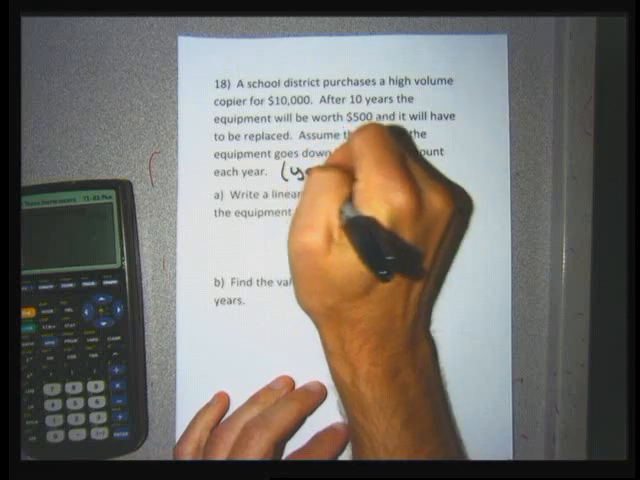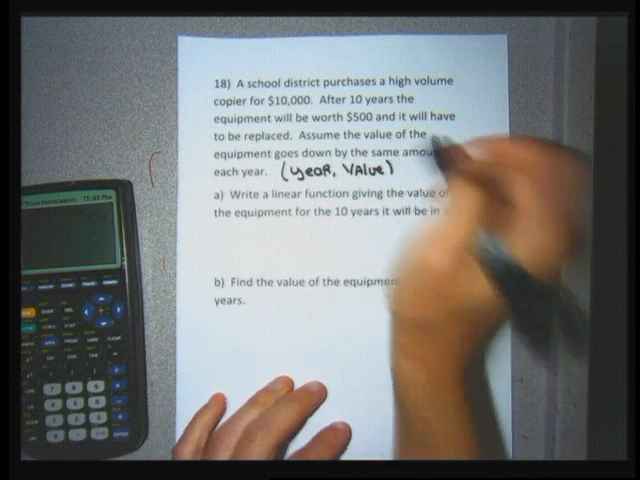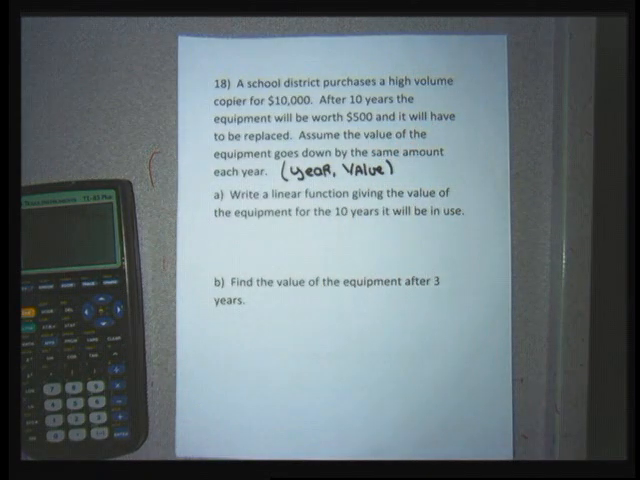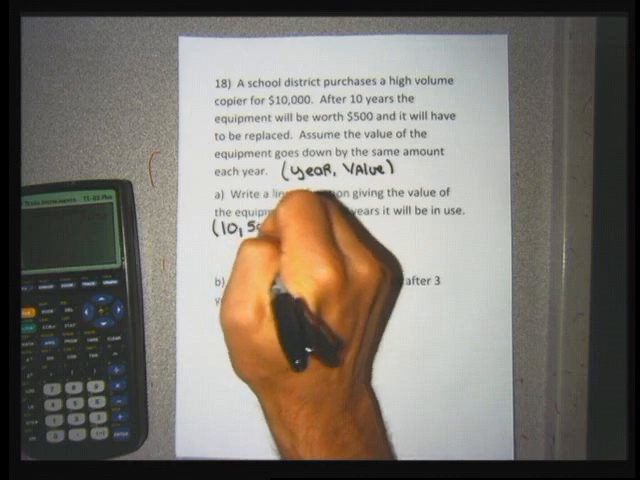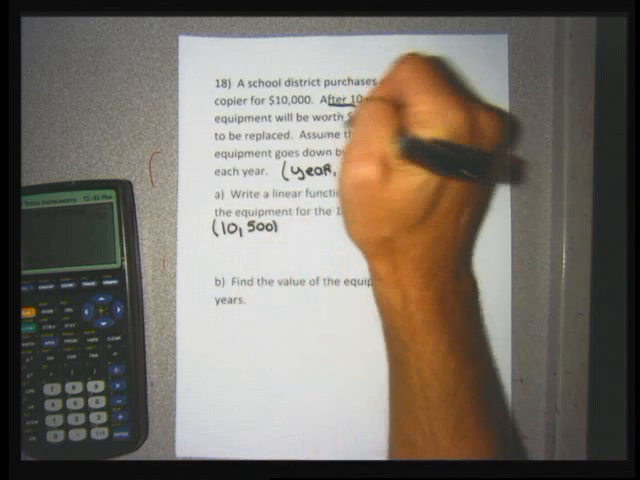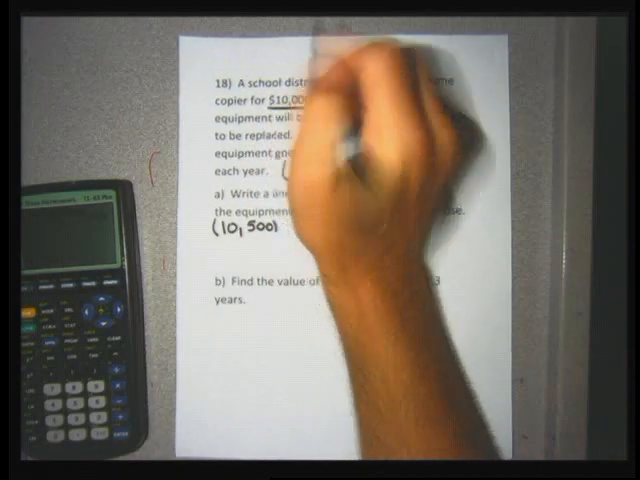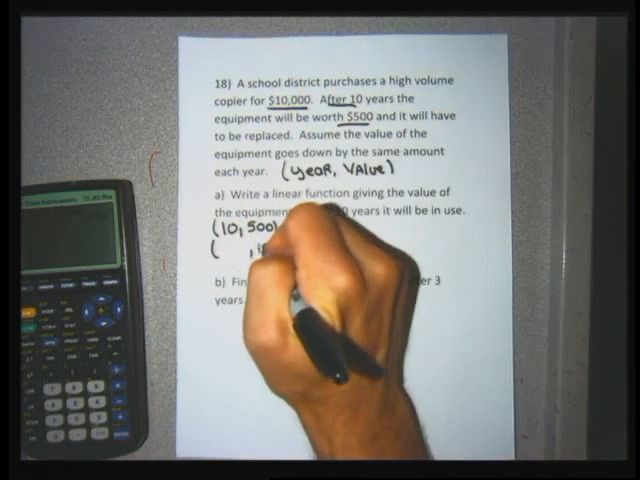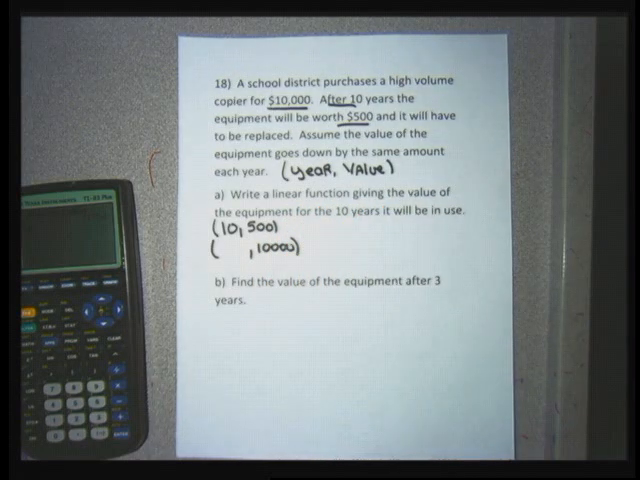I'm going to do a year and a value for my 2 points. And my year isn't going to be like 2010. It's going to be year 1, year 2, year 3. And very specifically, I know that in year 10, after 10 years, the value is going to be $500. So this sentence that says after 10 years, the value will be $500, that gives me a point that's an obvious point. The first sentence says they purchase a copier for $10,000. That $10,000 is a value that's appropriate for the value part of a point.